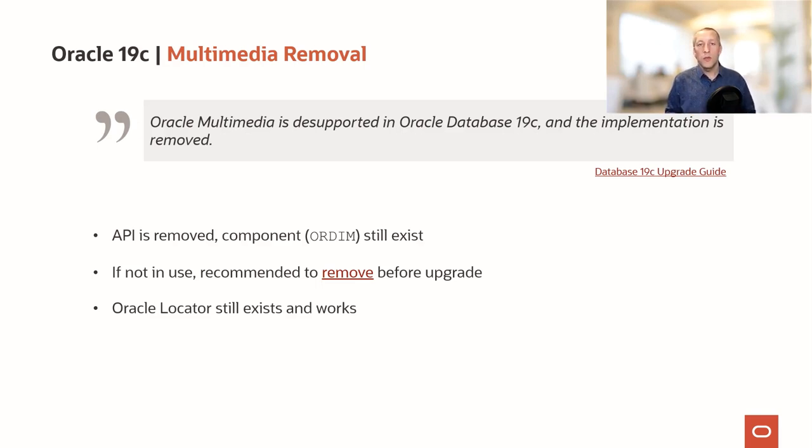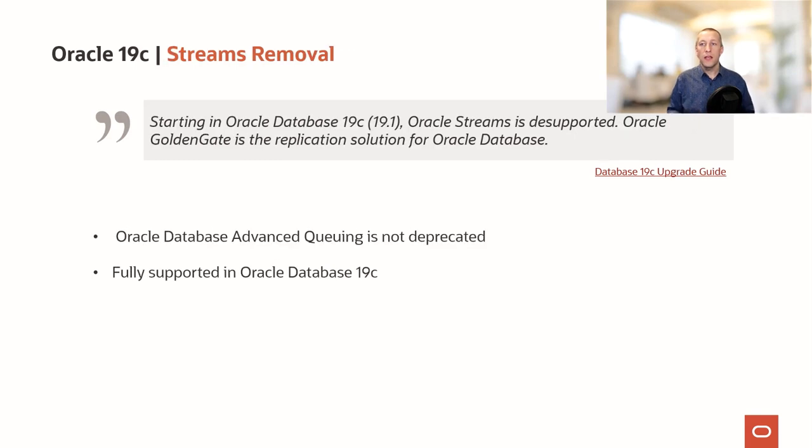If you are not using multimedia anymore, I suggest that you remove it before the upgrade to save some downtime during the upgrade. The Oracle Locator still exists and still works. Even though it used to rely on multimedia functionality, it's still fully supported. In addition, Streams has been de-supported as well. Oracle GoldenGate is the technology you should use for streaming with Oracle Database. Oracle Database Advanced Queuing is not deprecated and is fully supported in Database 19c. It used to rely on Streams, but it doesn't do so anymore.